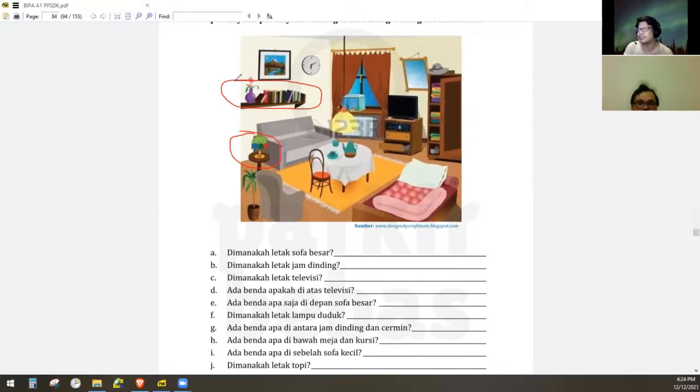Bawah lampu duduk. Yeah, you can say di bawah rak buku ada lampu duduk, or you can also say ada lampu duduk ada di bawah rak buku. Ada lampu duduk di bawah rak buku. Yes. Okay, good. Next question G.